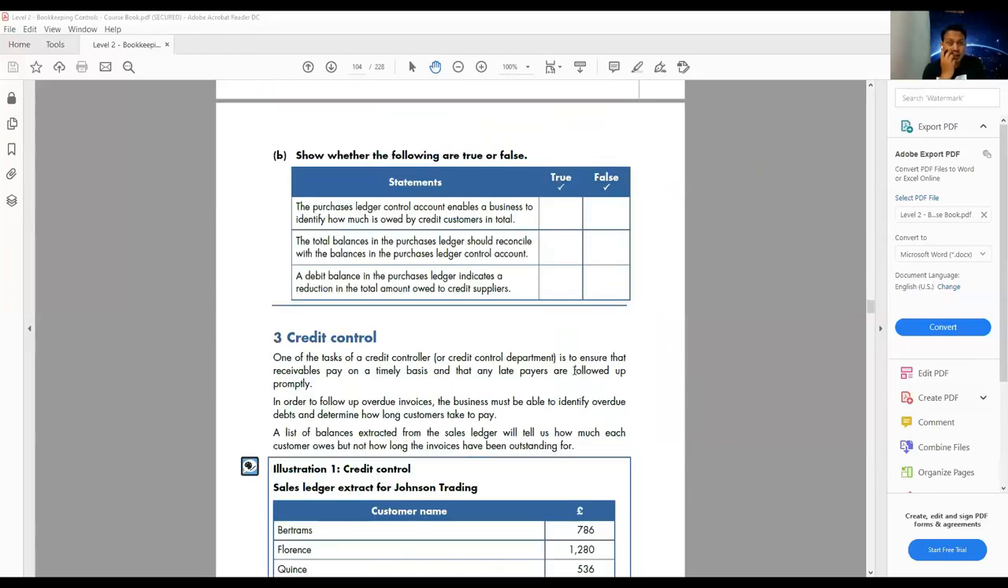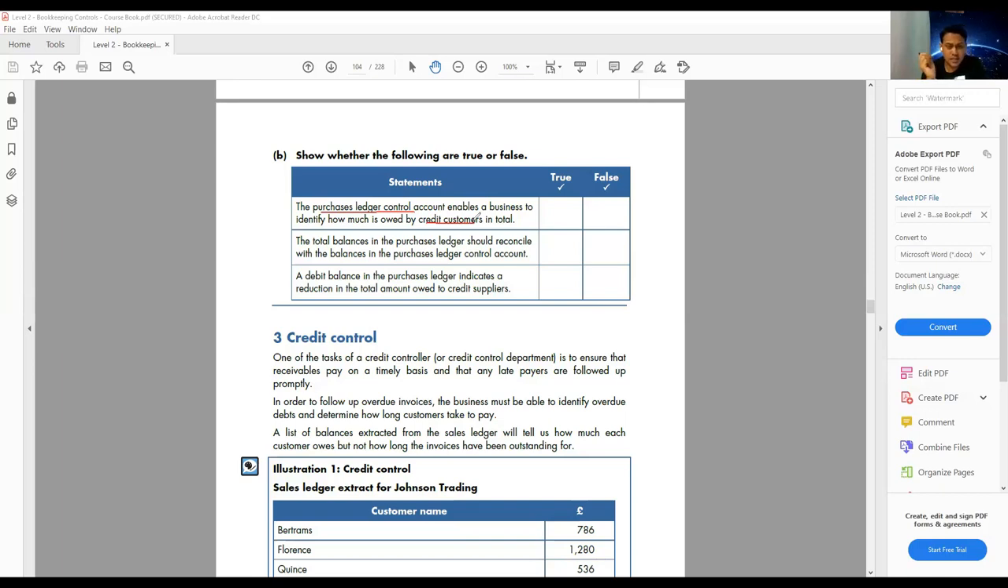Okay, let's do this one. Part B, saying, show whether the following are true or false. Let's do that. The first one they're asking, the purchase ledger control account enables a business to identify how much is owed by credit customers in total. Purchase ledger control identifies how much is due from the credit customer. Is it true or false?